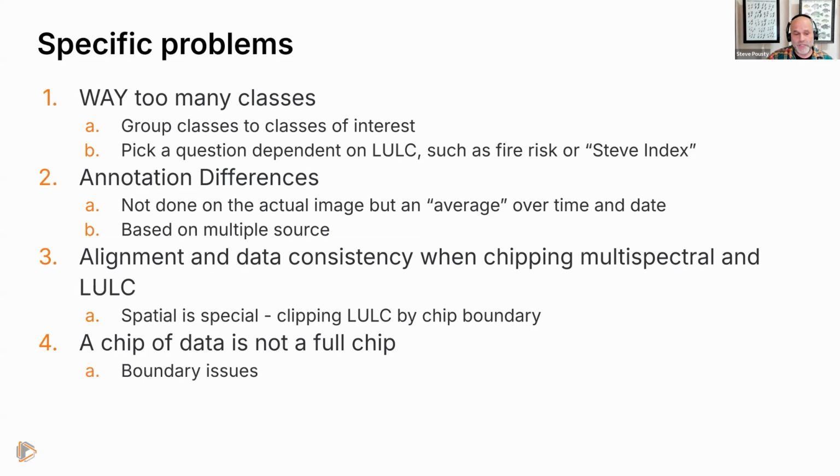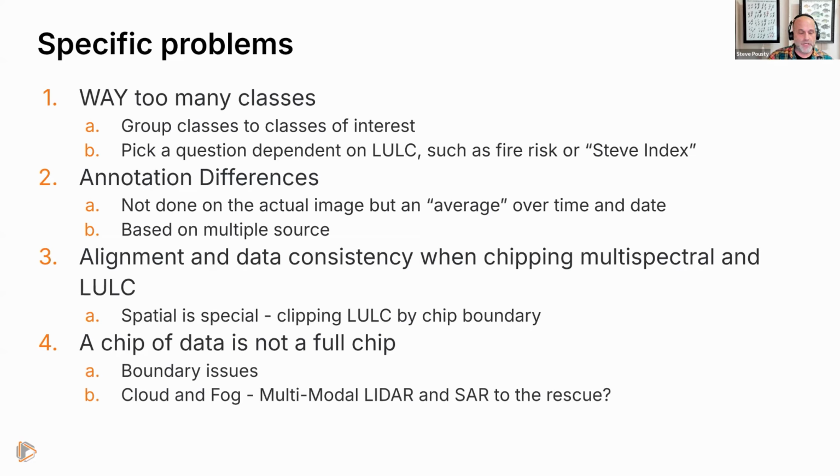So you run into boundary issues, both where it's the ocean and you don't want anything there, but it could actually be a boundary difference between the land use land cover and the imagery. And then, as I showed you, all those holes for cloud and fog. Again, like everybody else has talked about, I think multimodal is probably going to be one of the ways to get around this in an area like Santa Cruz, where there's a lot of fog and grayness in the winter. Multimodal LiDAR and SAR could probably help with this as well.